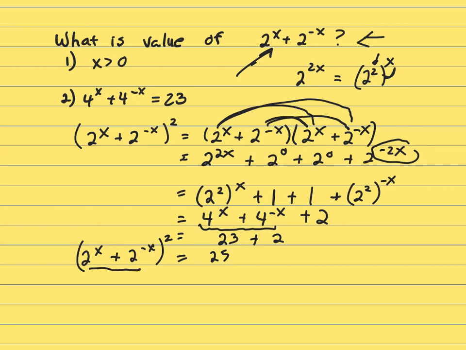So if I take the square root of both sides, it gets rid of that square, and I'm left with a 5. So there's your value, and so your answer is B. Clue 2 is the only one that worked.